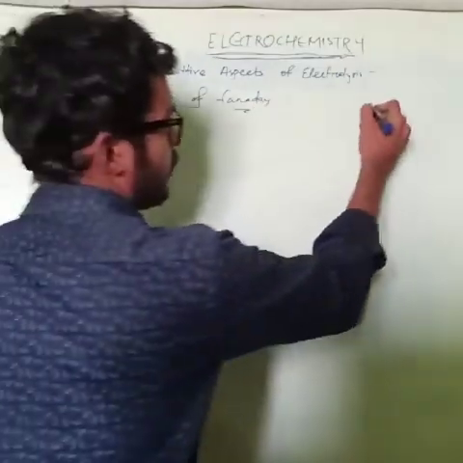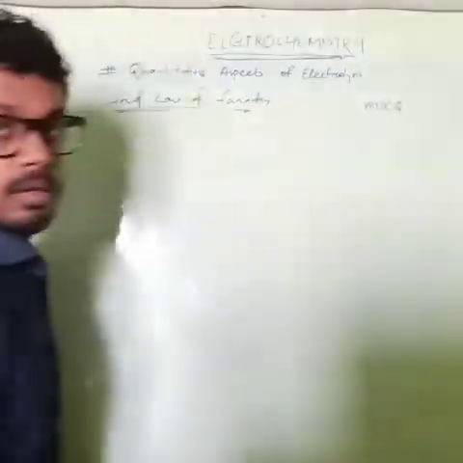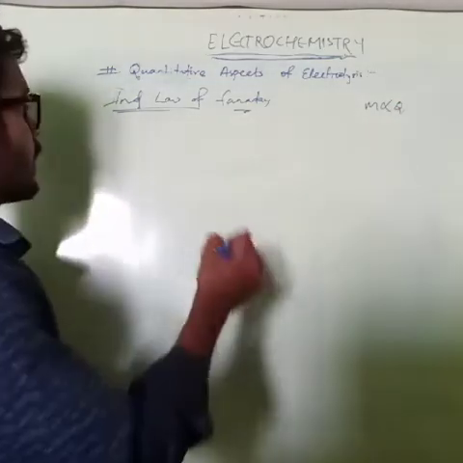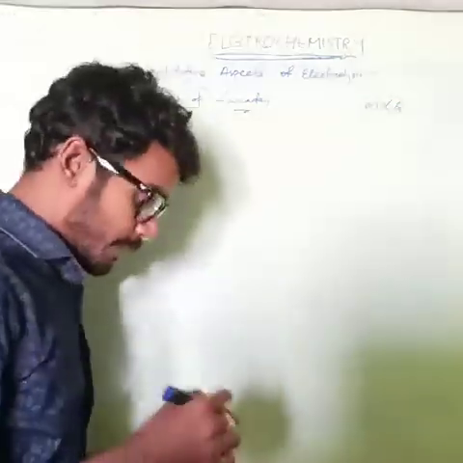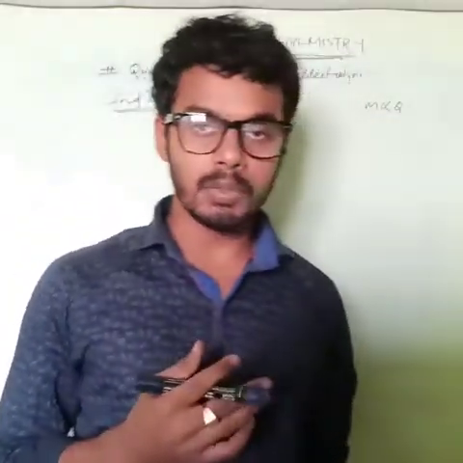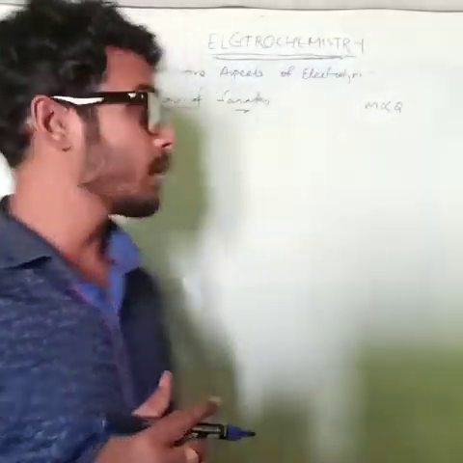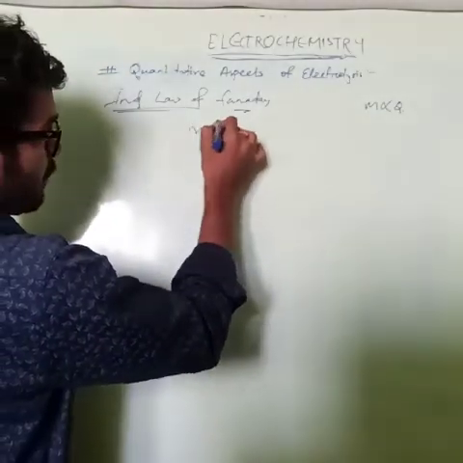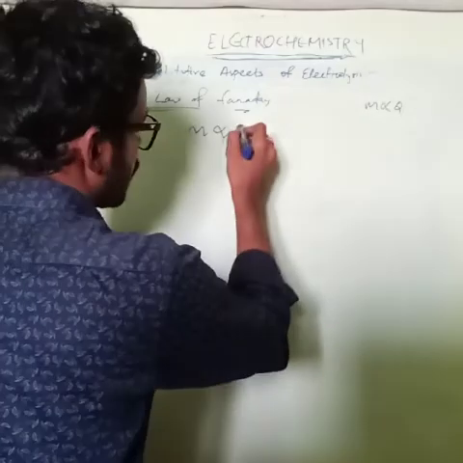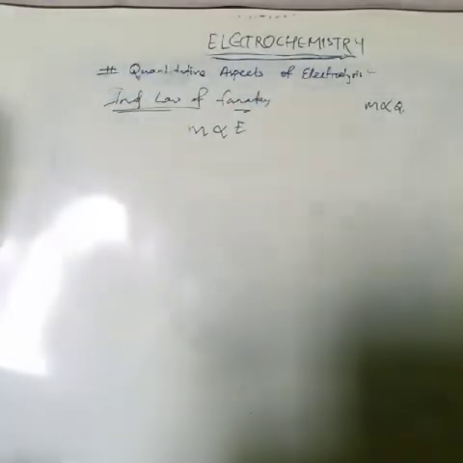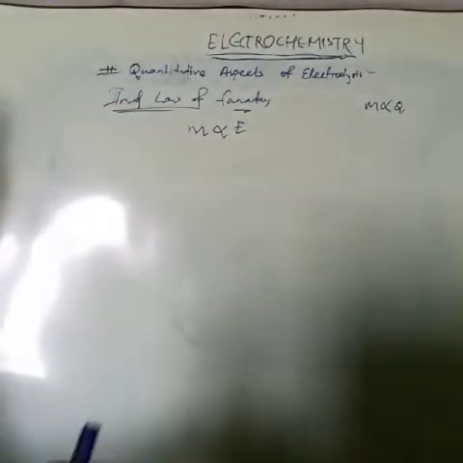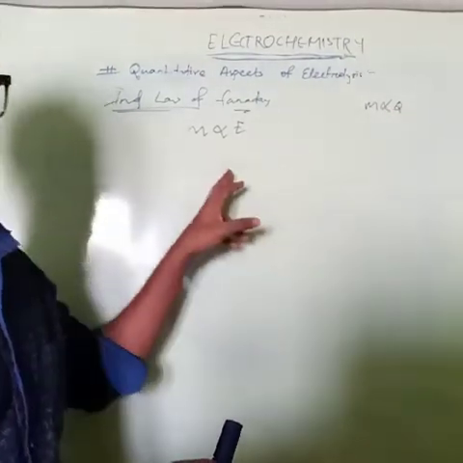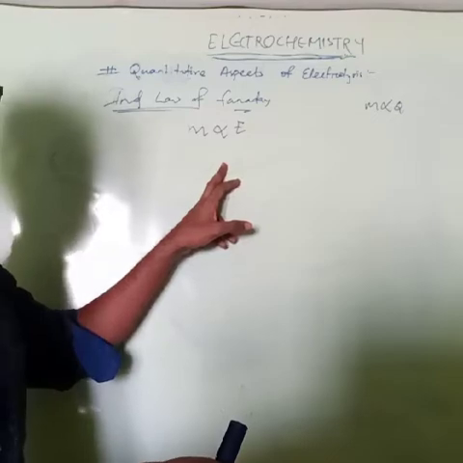So in the first law we know that mass is directly proportional to the electricity passed. Here also the condition is quite the same, but here we have compared with series connections. He has given that mass is directly proportional to the equivalent weight. That is charge, and here it is equivalent weight.